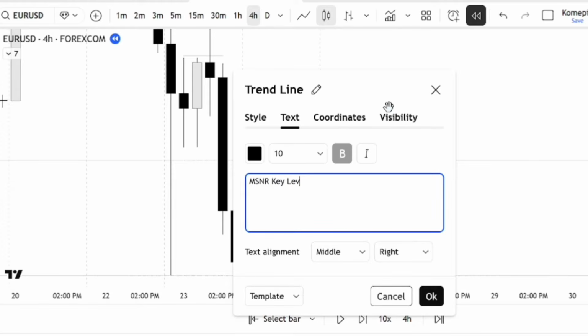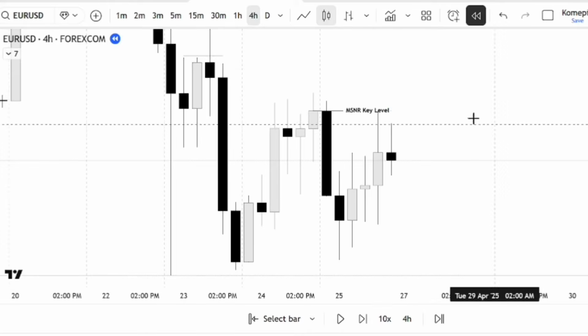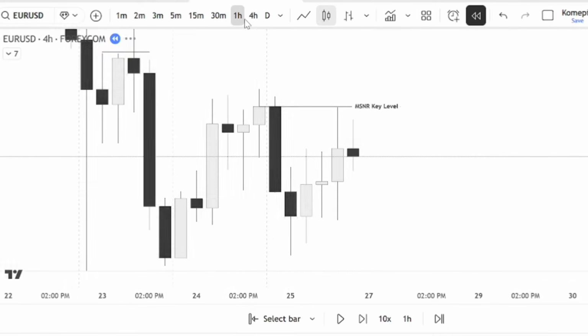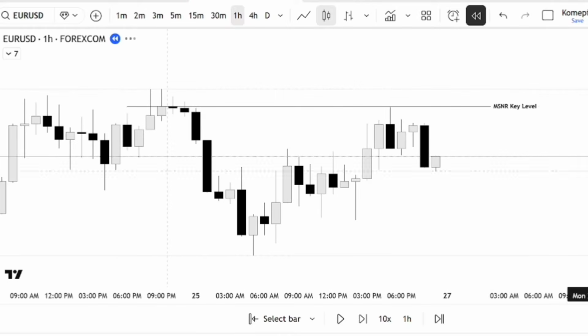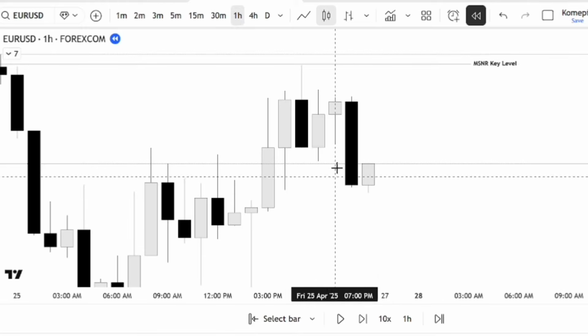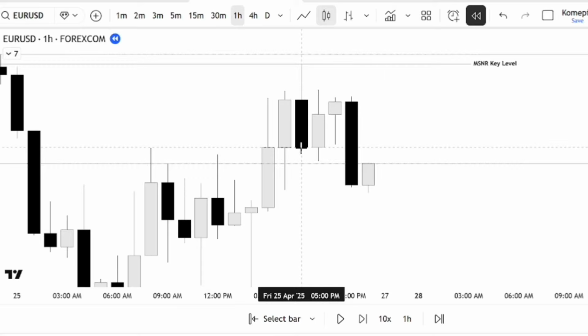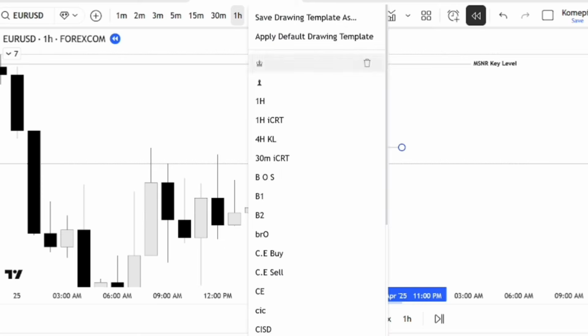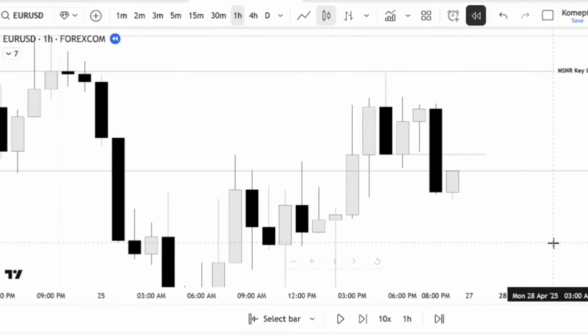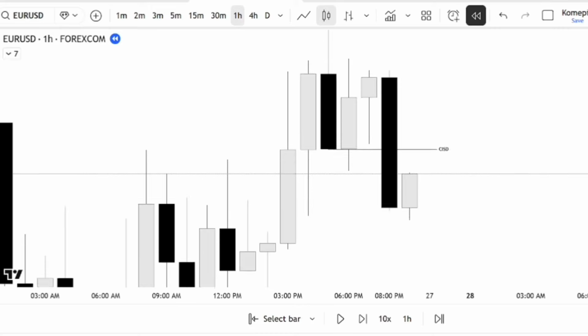So because it's an MSNR key level, it means that we are working with the 4-hour storyline. So automatically we want to see at least a 1-hour breakout. And as you can see, do we have the breakout already? Obviously, you can see we have the breakout here. So this becomes our change in state of delivery. That is what I call it. And of course, that's an ICT concept.